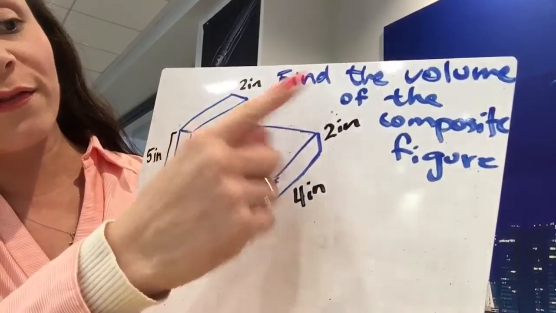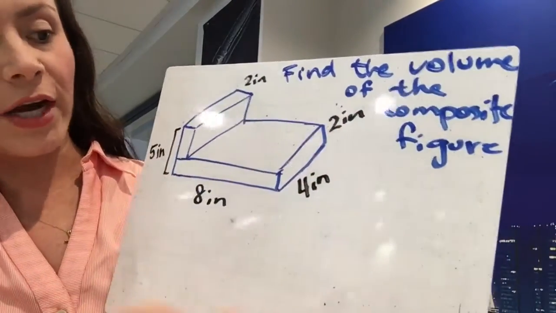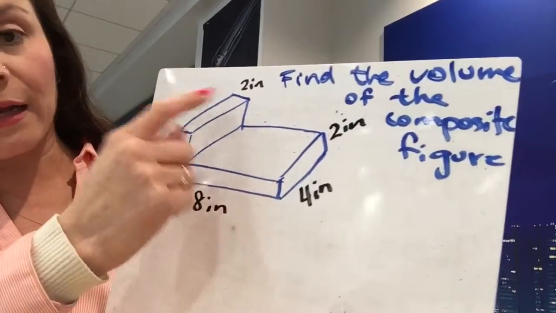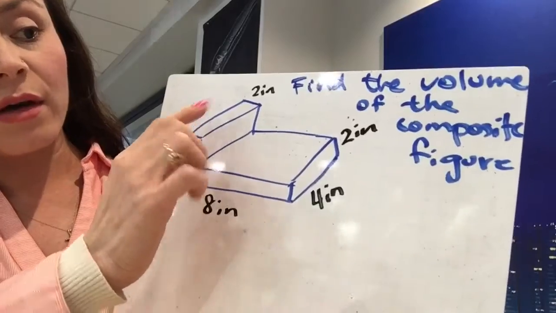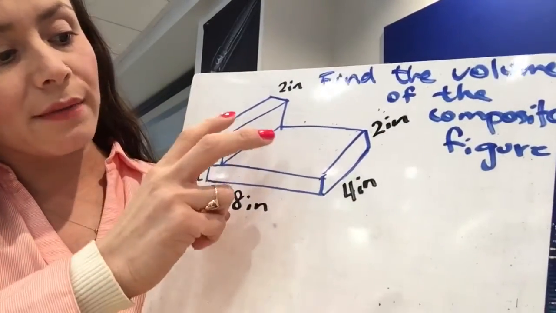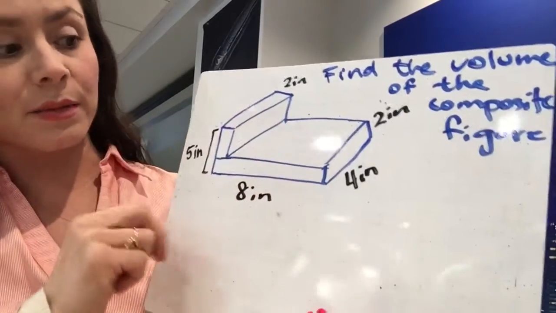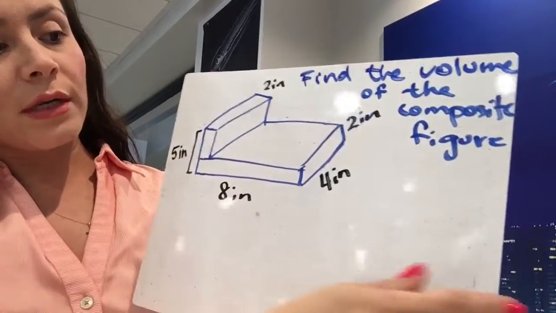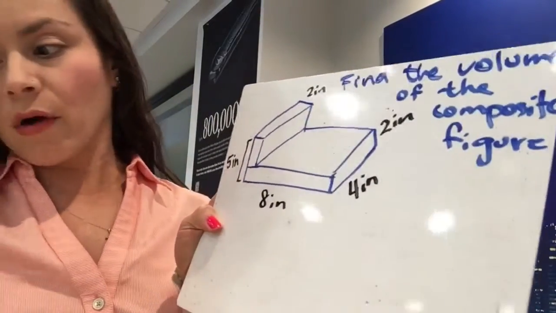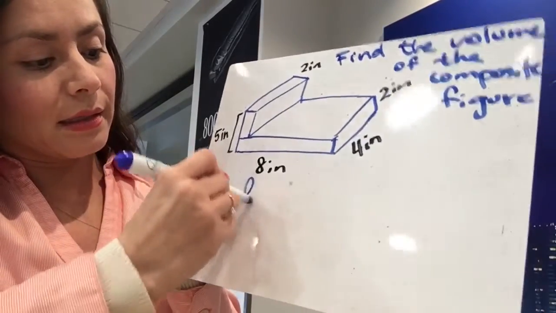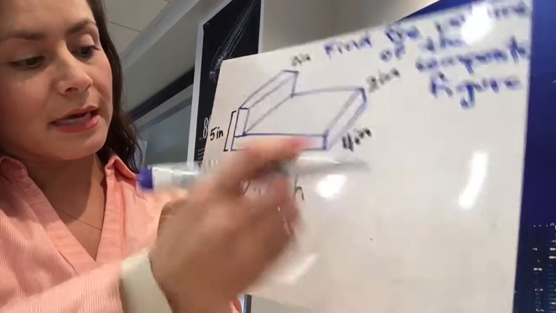So your question is: find the volume of the composite figure. Volume is a three-dimensional measure. We have a rectangular prism, and actually a composite figure, meaning various parts. In this case we have two rectangular prisms, so we have to look at this as two problems in one. Let's start with our formula for volume: length times width times height.